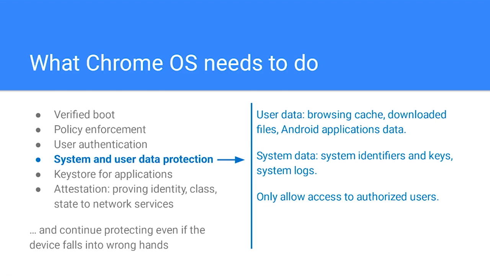System and user data protection. Obviously, even if you lose your Chromebook, you should be reasonably sure that your data cannot be stolen by whoever finds this device. So even at rest, even when the user is not there, the data should be protected, and Chrome OS should prevent attackers from stealing your data if they somehow get access to your hard drive or your device.